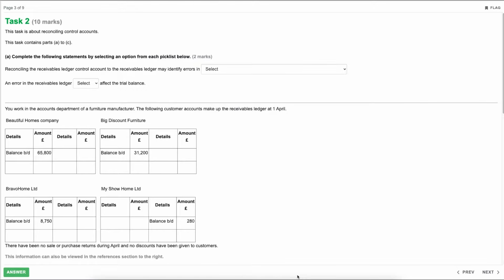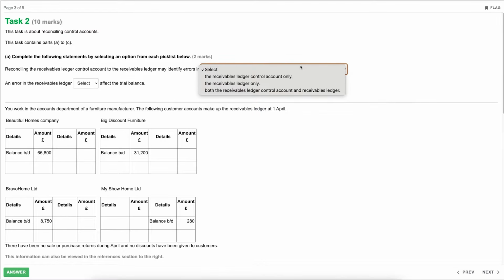Part A then, complete the following statements by selecting an option from each pick list below, and this is for 2 marks, so 1 mark for each. Reconciling the receivables ledger control account to the receivables ledger may identify errors in, and we've got some options. We've got the receivables ledger control account only, the receivables ledger only, and both the receivables ledger control account and the receivables ledger.